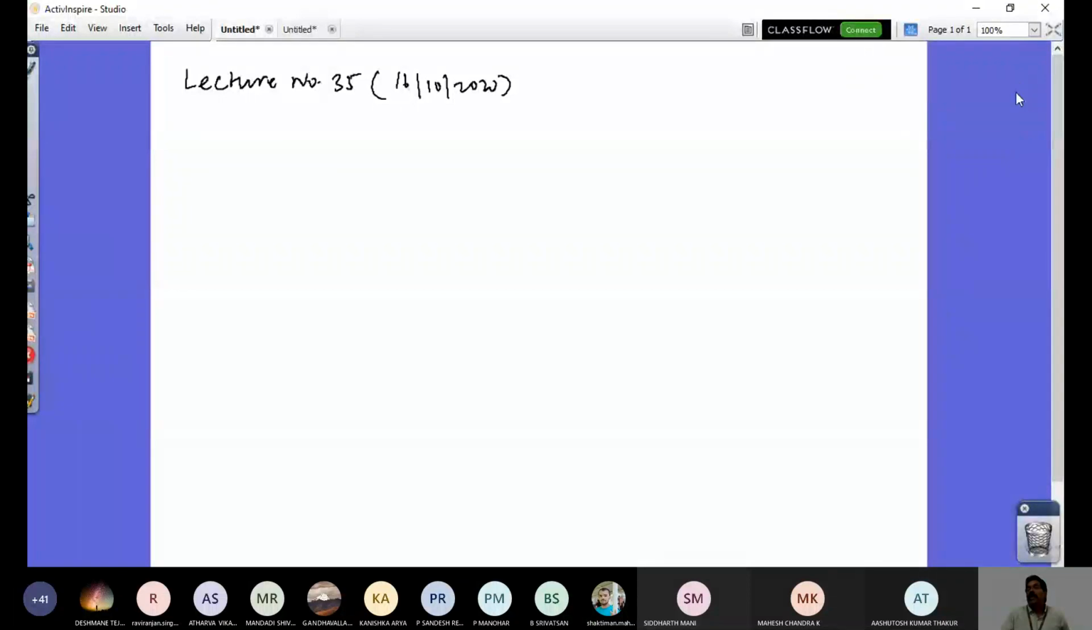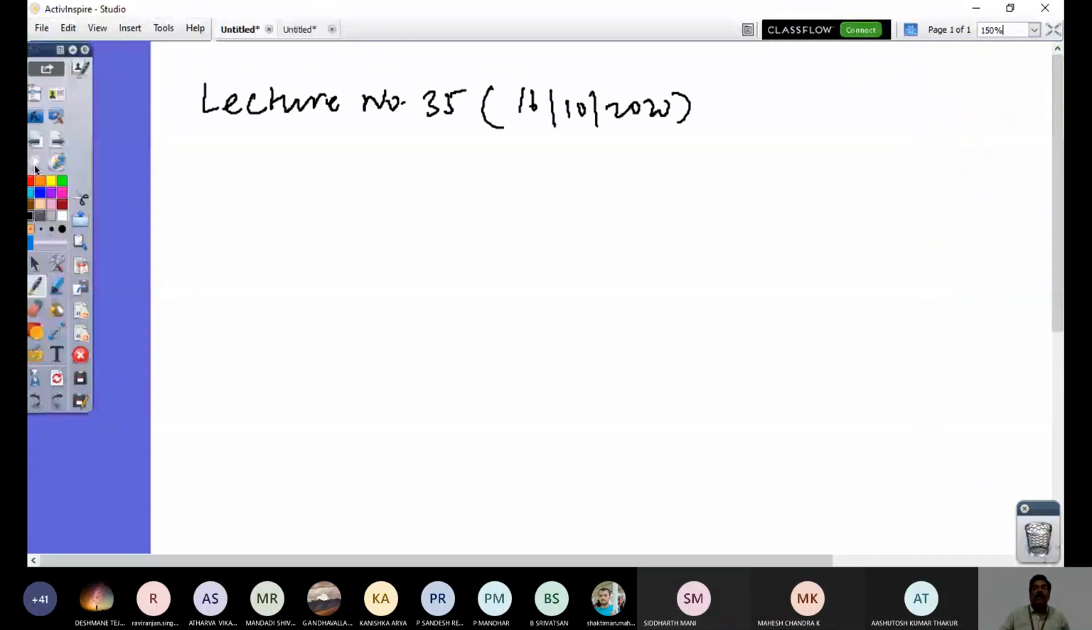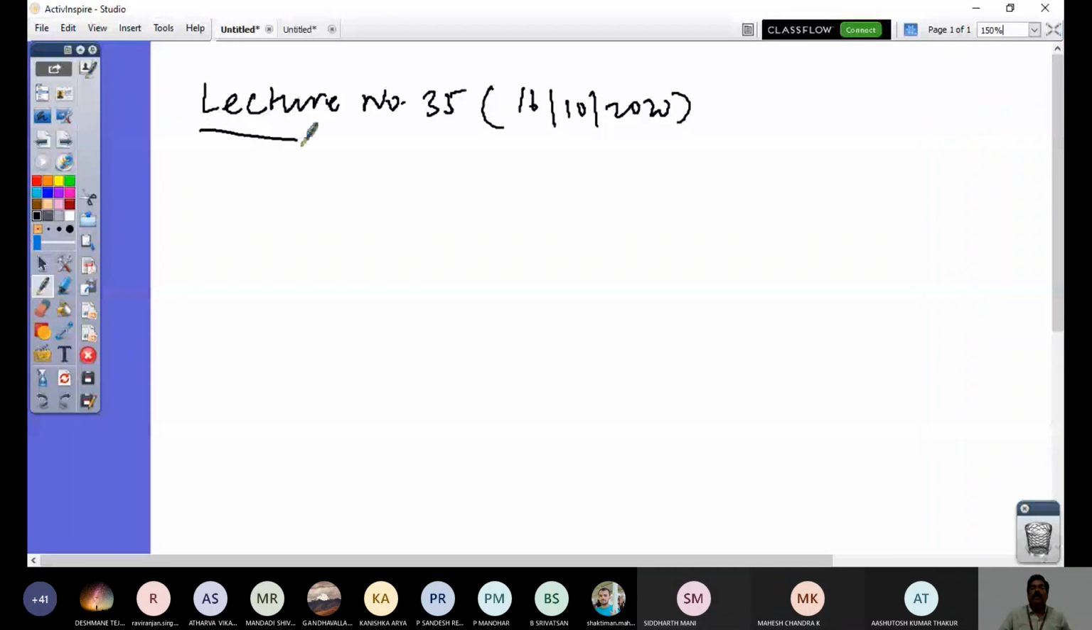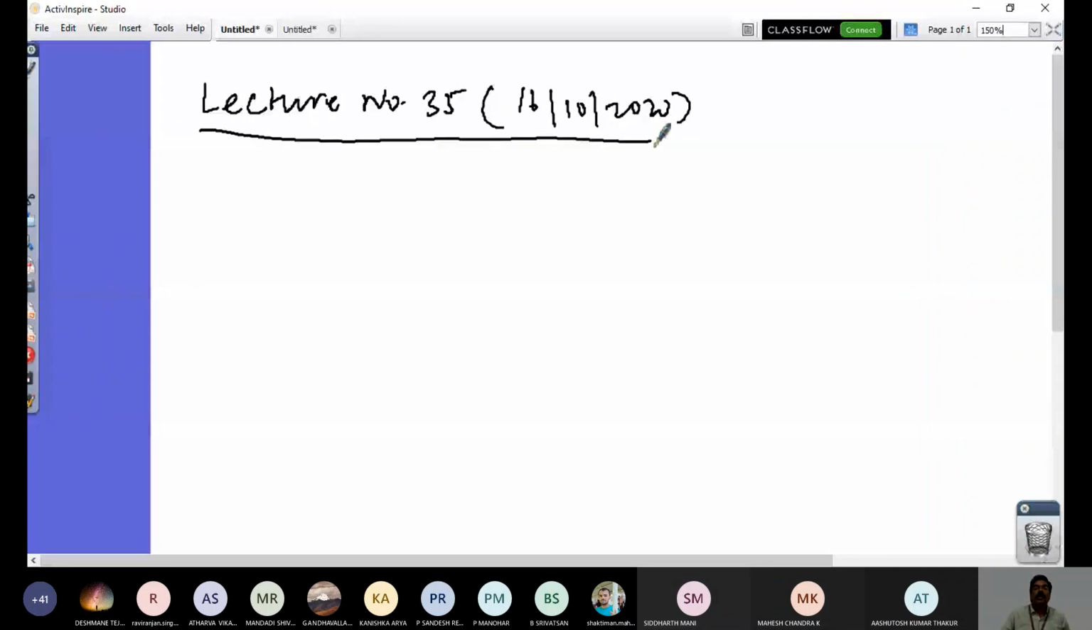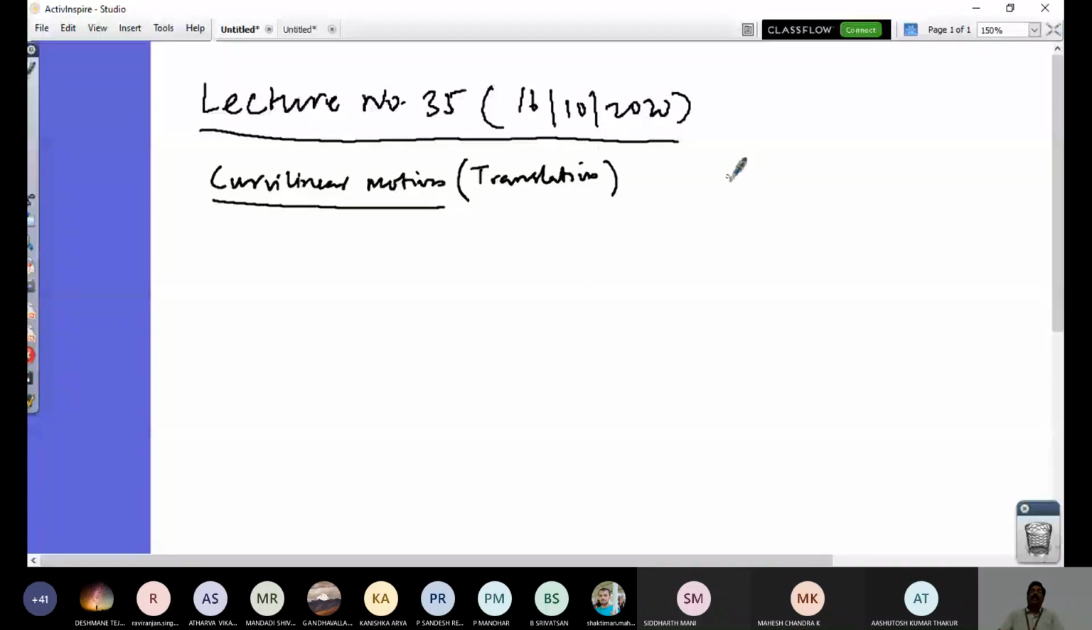I'm going to teach you today curvilinear motion, another important motion. In the introduction class itself, we have seen that it is a 2D motion, and when you do not consider a physical geometry of the rigid body, then it is only curvilinear translation. There is no rotational effect for a particle mechanics.